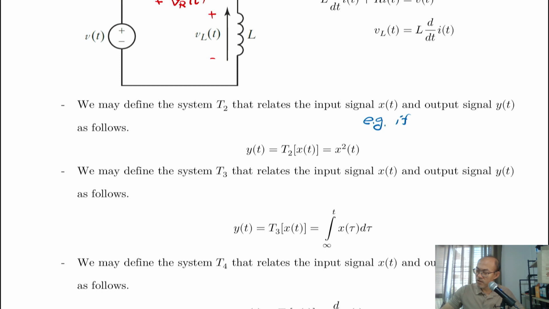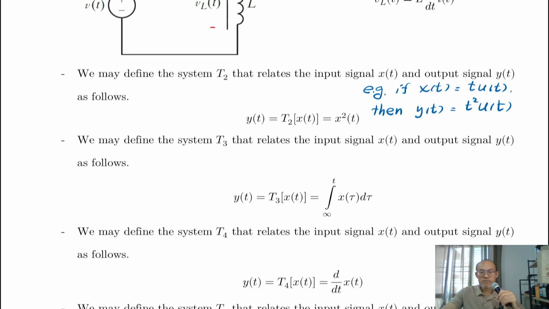If x of t is t u(t), then the output from this system would be t squared u(t). Okay, so this is what it does. This is what T2 does.